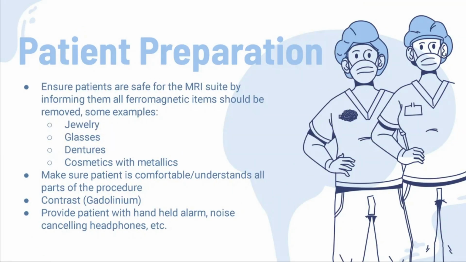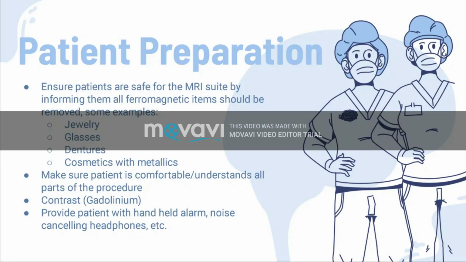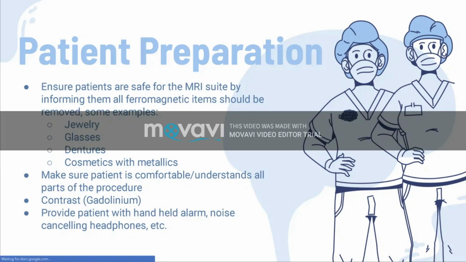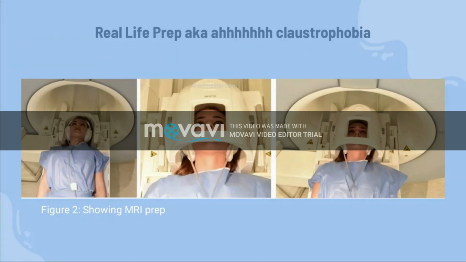When preparing a patient for the MRI suite, it is a technologist's responsibility to ensure that the patient is informed of all the risks they are taking. This includes making sure that they are aware of all the ferromagnetic items that need to be removed, such as jewelry, glasses, dentures, and even cosmetics with metallics in them. Techs must make sure that the patient is comfortable and understands all parts of the procedure, including the possible use of imaging contrast dyes such as gadolinium. Patients may also be given tools to relieve anxiety, such as a handheld alarm or noise-canceling headphones. In this image, the patient is wearing noise-canceling headphones due to the loud noises that the MRI machine makes.